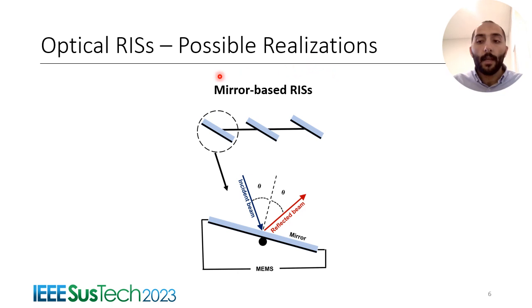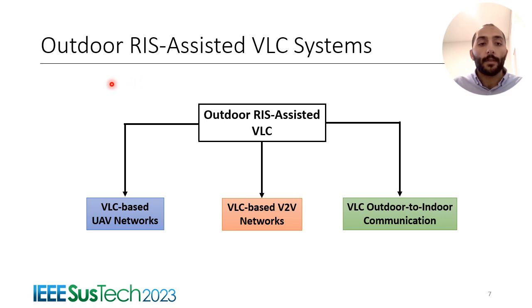Now, to give you an idea of how these RISs look for VLC systems, here I show one of the possible realizations, which we call mirror-based RISs, a series of small mirrors, each of them connected to a mechanical system that is able to adjust the orientation of the mirror. By adjusting the orientation of the mirror, it will control how the incident beams are reflected through these RIS elements.